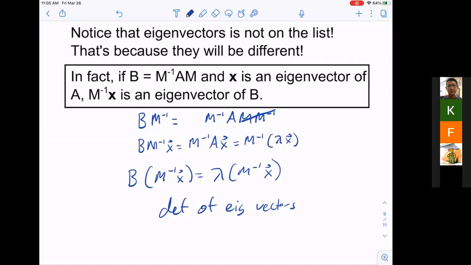The what? Eigenvector of A is X, eigenvector of B is M inverse times X. Yeah. This would be your eigenvector for B, because notice you're getting a multiple of that same vector there.